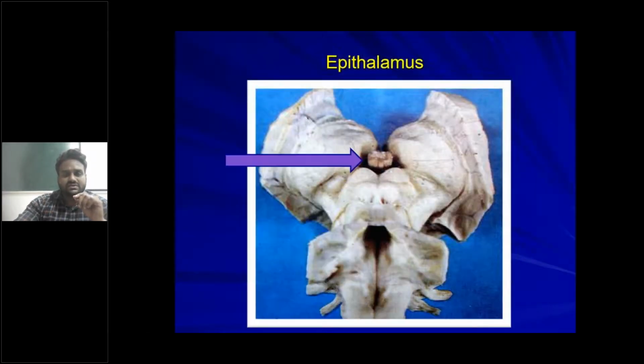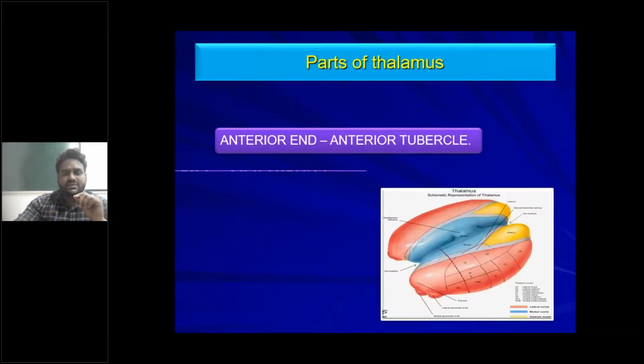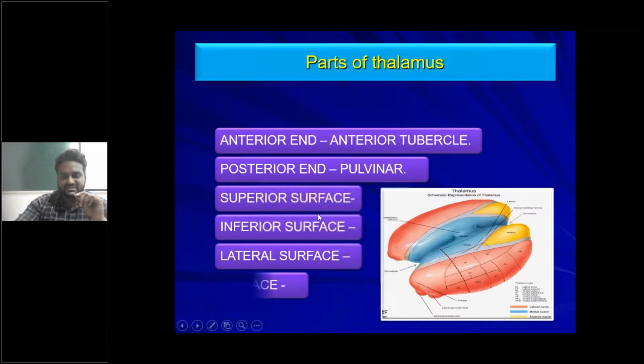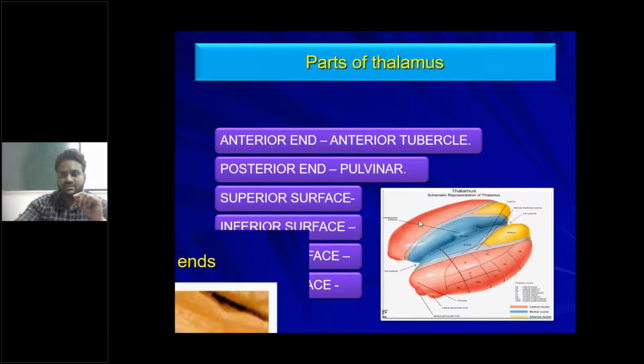Now we come to the parts of the thalamus. What are the parts of the thalamus? Can you name the parts of the thalamus? Anterior tubercle and four surfaces, like a posterior, superior, medial surface. Okay, so two ends, four surfaces.